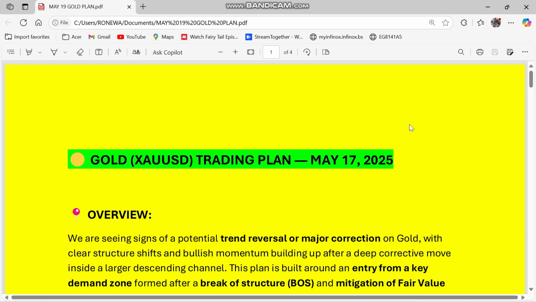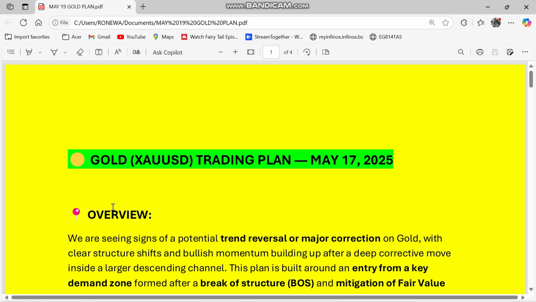We're gonna be looking at gold for this coming week. I'm working on this trading plan on the 17th of May. This is the day that I'm planning, so I'm gonna put everything together from this day on going forward until my plan succeeds or fails, and then I will go and review it and see where I did wrong.